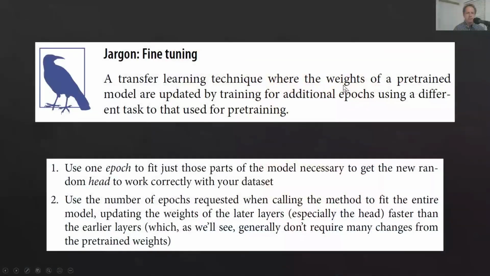Okay, so fine-tuning is a particular transfer learning technique where... Oh, and you're still showing your picture and not the slides.